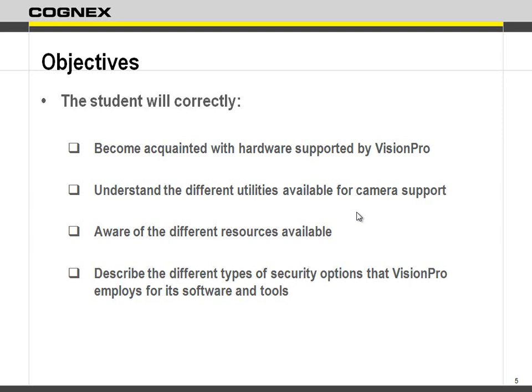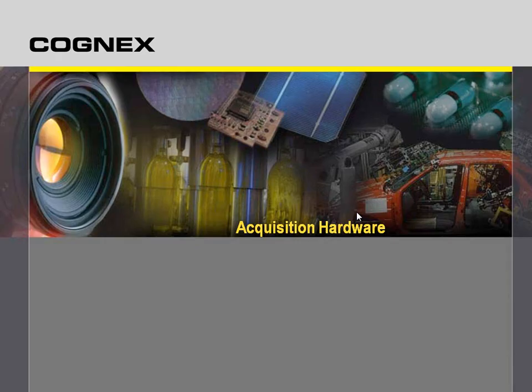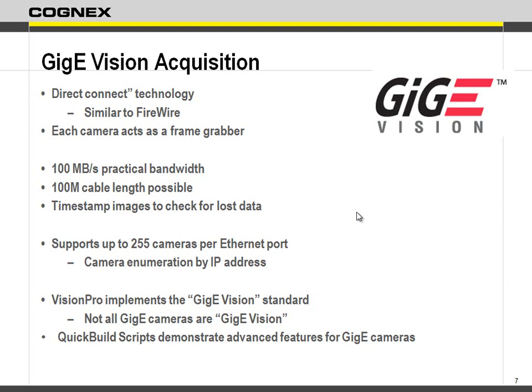So what's going to allow VisionPro to run? Because remember, VisionPro runs on a PC. But we need to have some type of hardware that's going to allow it to run. Otherwise, someone could just download our software and just go nuts with it. So we have to have some way to control things. So let's talk a little bit about acquisition hardware.